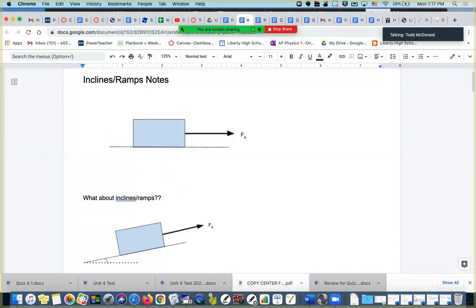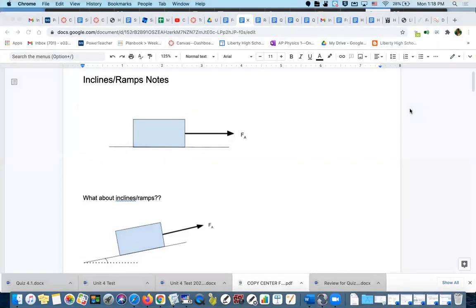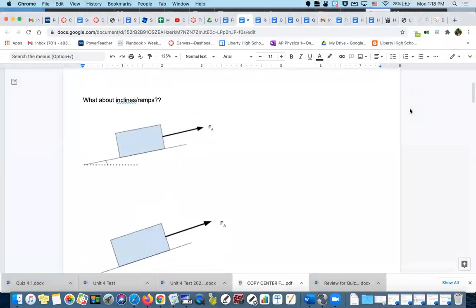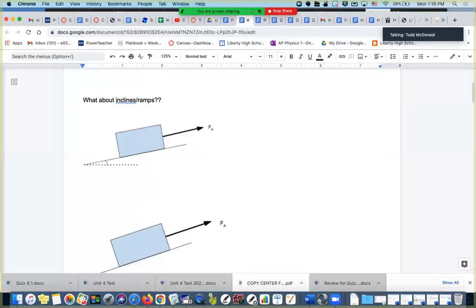I'm going to show a little bit of this in class with you, but I want you to see that when we tilt and have this incline, notice here that I've got a surface, this dotted line, right? And it has an angle to it. That is our theta angle. The amount of incline or tilt is definitely going to affect our problem, and so we're going to have to figure out what to do with it.